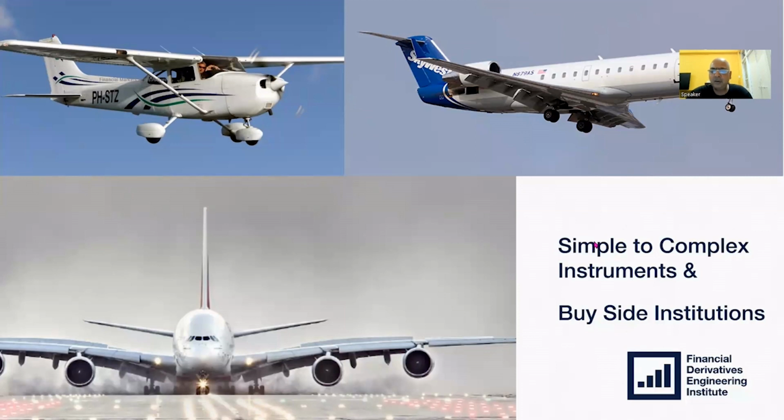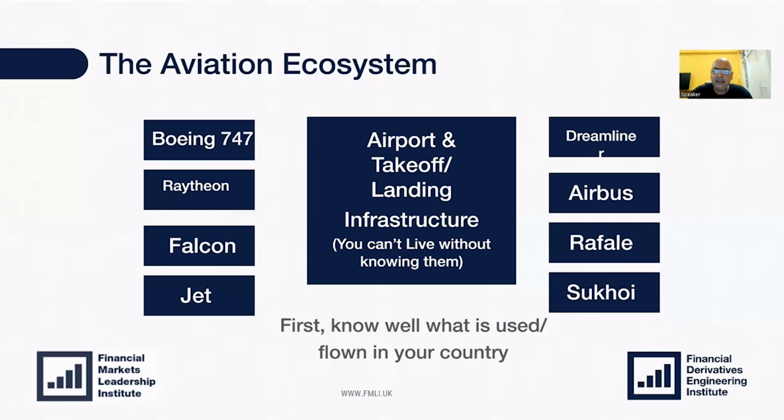So there is a lot of complication in the type of aeroplanes and in the type of instruments. In the type of aeroplanes, you will have Boeing 747, a Raytheon jet, a Falcon, a Dreamliner, Airbus, etc. A lot of things. But airport and takeoff and landing infrastructure is the same everywhere. The language is the same, English. The protocols are the same. The landing strip is the same. Of course, length, etc., will be different, but it's the same.